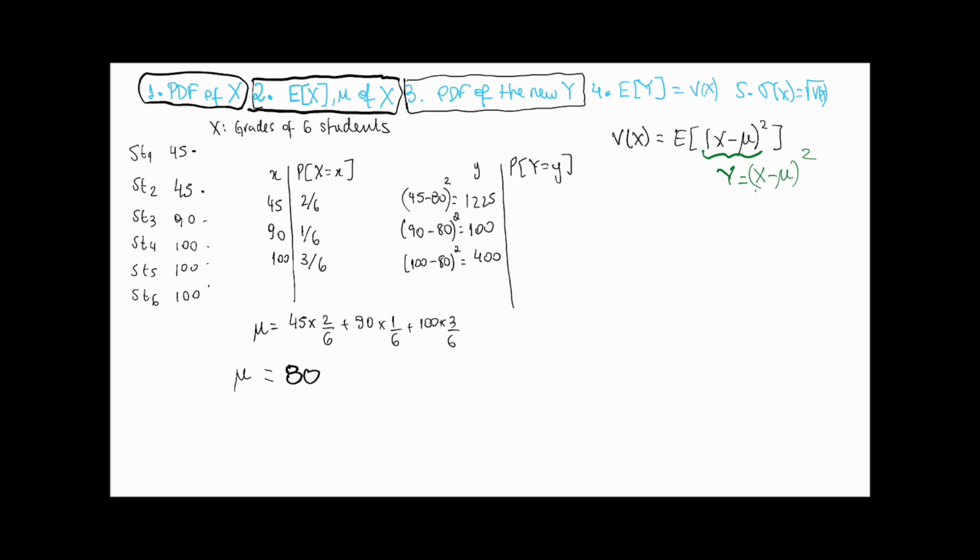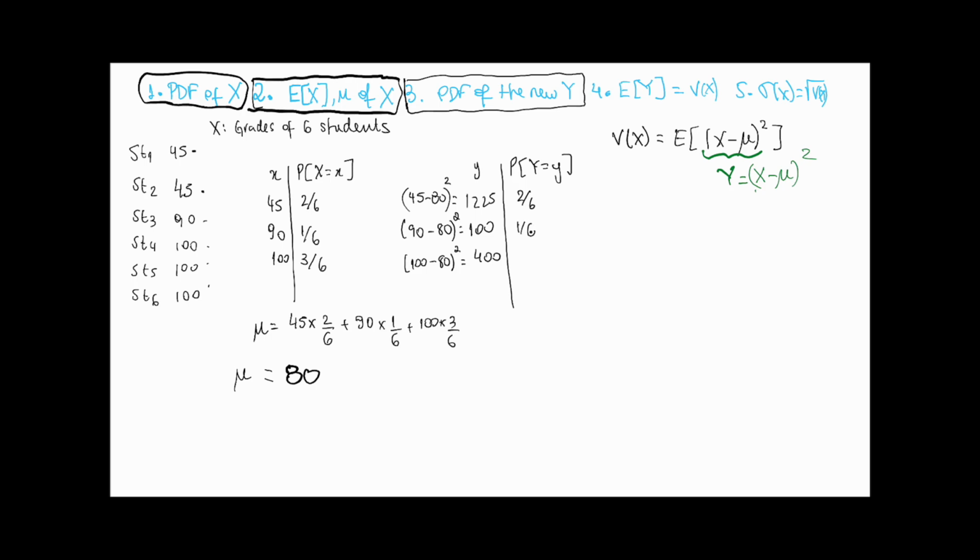Now let's do the probability part. What's the probability that I have y equal to 1,225? For this to happen, x has to be 45 and only 45. I don't have ambiguity. Awesome. It's 2 over 6, so I just copy. I don't have an ambiguity in this case, right? So what's the probability of being 100?